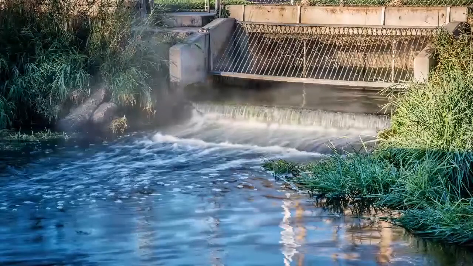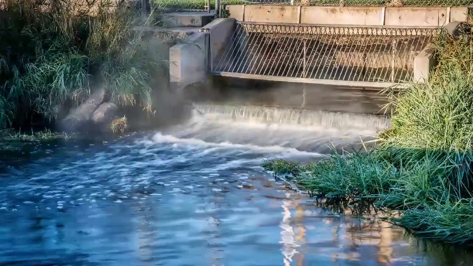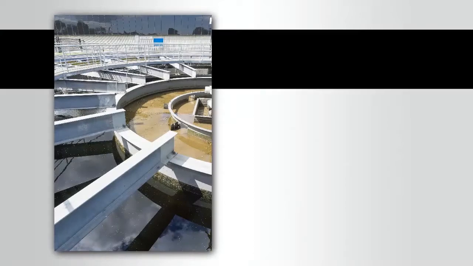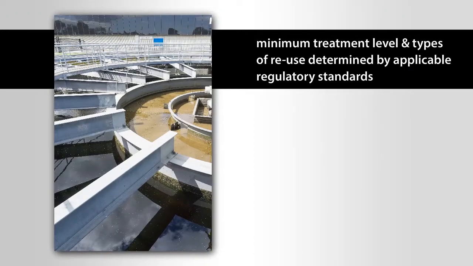Wastewater treatment methods used in community systems purify water to an acceptable standard for environmental release. Water recycling systems also treat wastewater in order to prepare it for use by another user. Most water treatment processes include some form or combination of forms of physical filtration or screening, sedimentation, and biological or chemical processes. Standards for minimum treatment level and types of reuse allowed are determined by applicable regulatory standards.